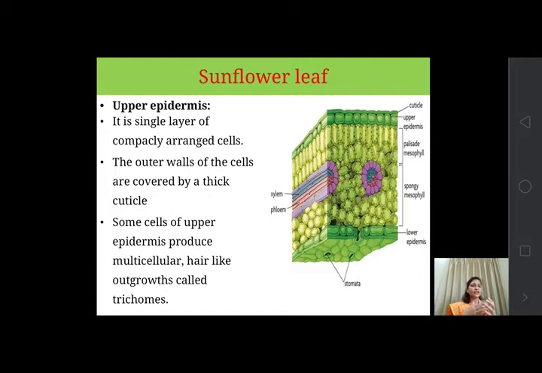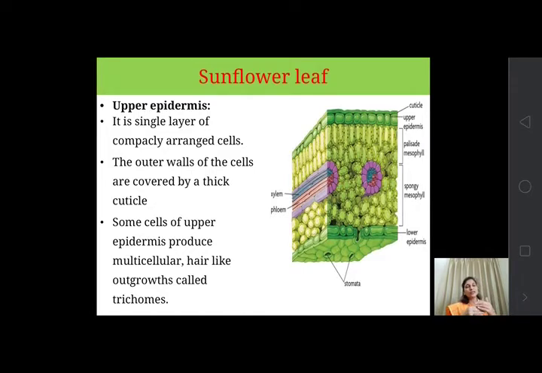To protect these internal tissues, the outermost covering is firm and should not have any space in between. So that's why the cells of the epidermis are compactly arranged. There are no intercellular spaces.